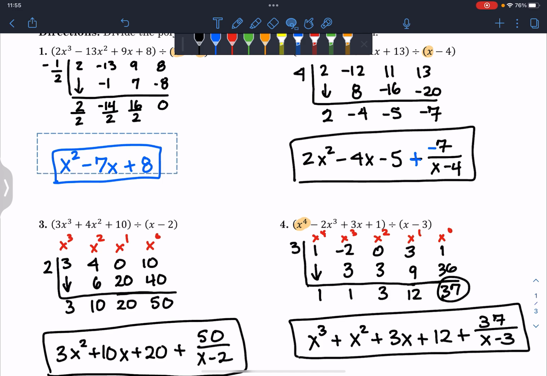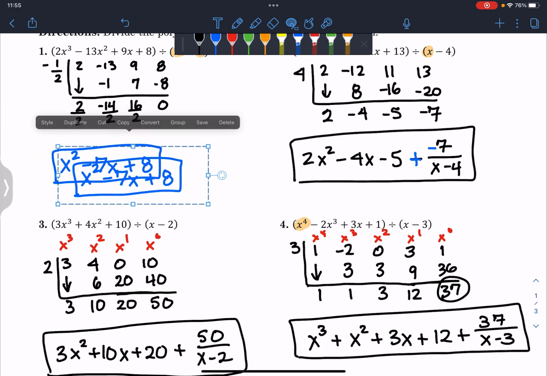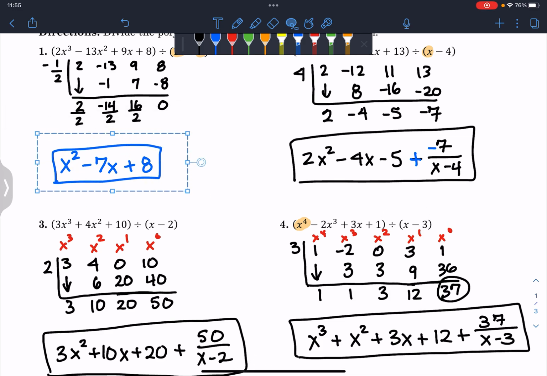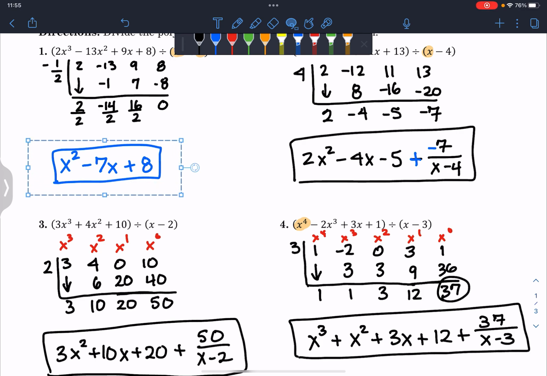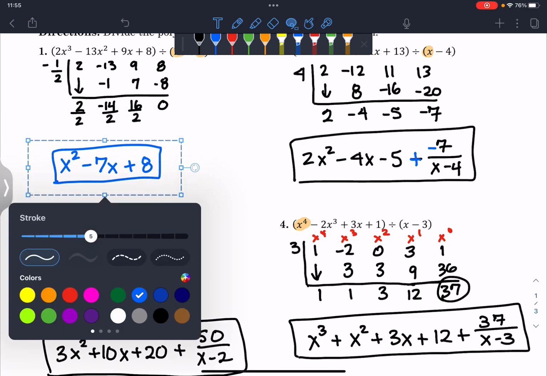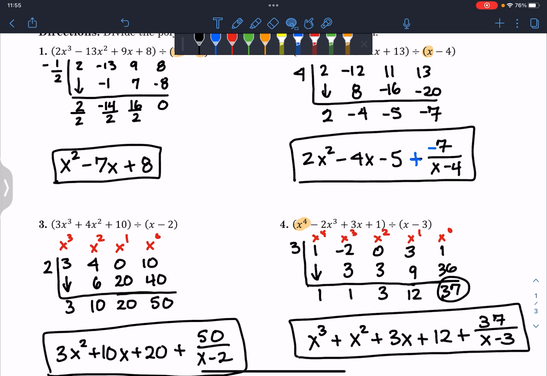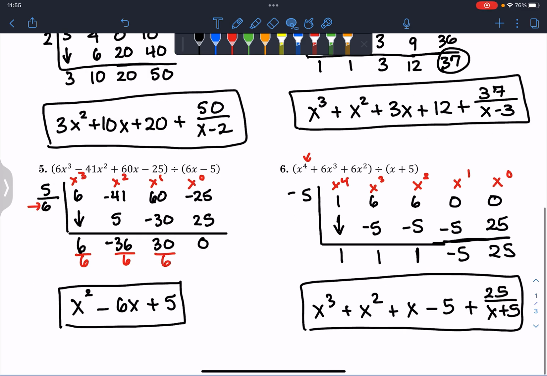I'm just going to go back and box these in black. All right, let's go now to the second page, to the back page.